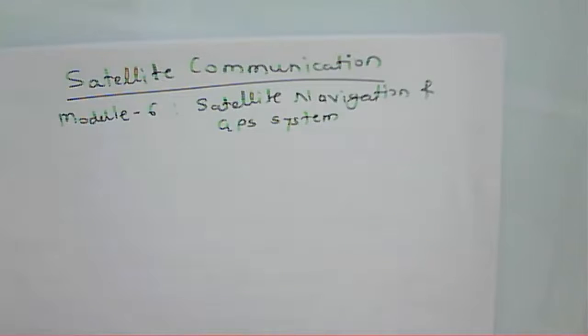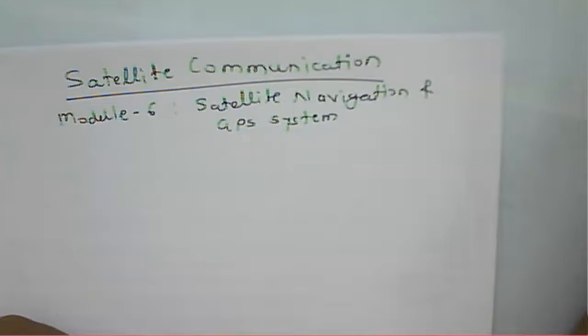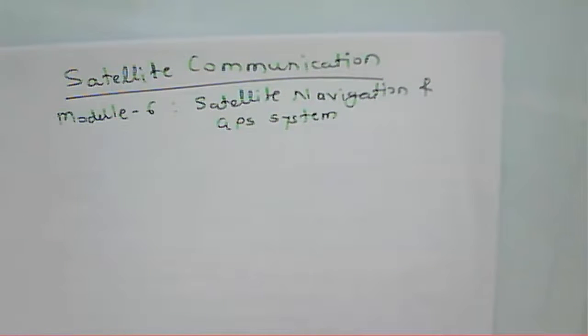Today we start a next module, that is satellite navigation system and the GPS system. In this we will learn the various navigation systems and compare those navigation systems, and then we learn what the GPS position, means GPS position location principle, is, and then we learn about a GPS receiver and a differential GPS.